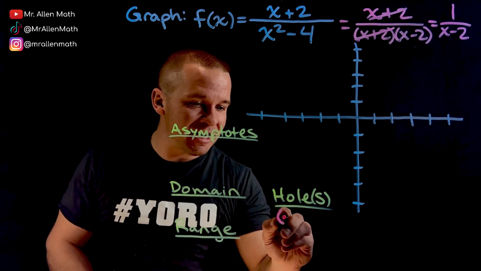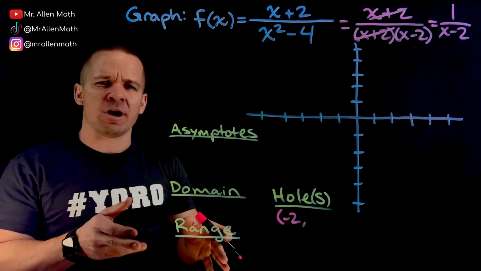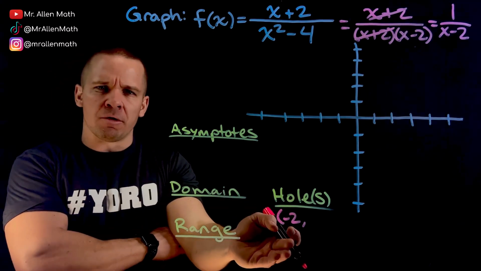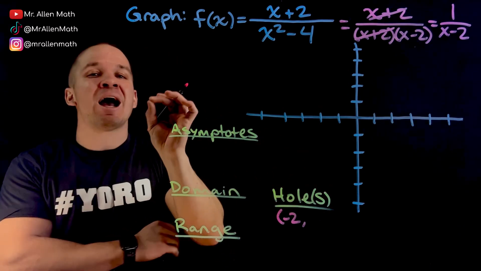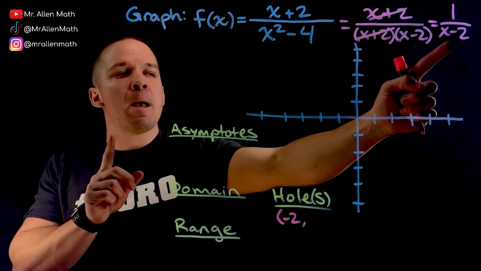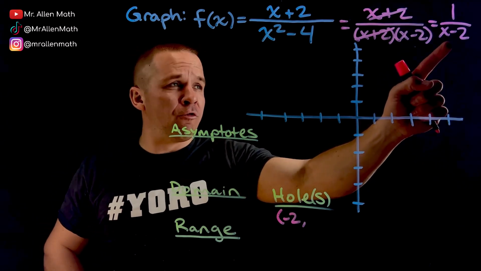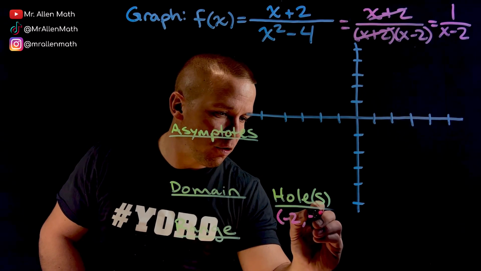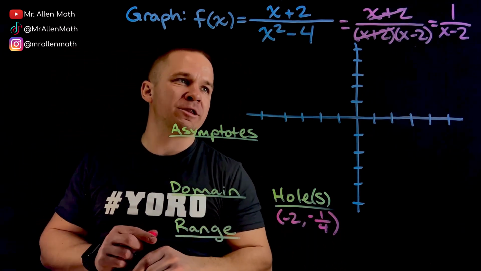I'm going to have that at -2 comma something. Any ideas of how I might figure out where that hole would be located? Well, I have an x coordinate. Could I plug that back in to get my y value? I most certainly can. I plug it into the simplified one, because if I plug it into the original, I get 0 over 0. So I'll have 1 over -2 minus 2, that's -4. So 1 over -4, or -1/4. So I've got a hole at that point.